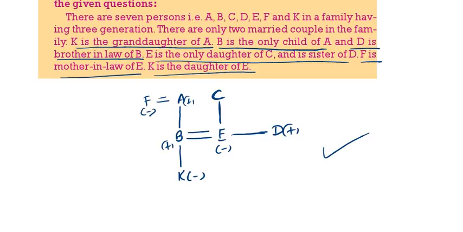So this is the blood relation. See here, F and A, they are wife and husband. They are having one child, one son, that is B. B is married to E. They are having one daughter K and E's brother is D. So D will be the brother-in-law of B. E is the daughter of C. Now come to the questions.